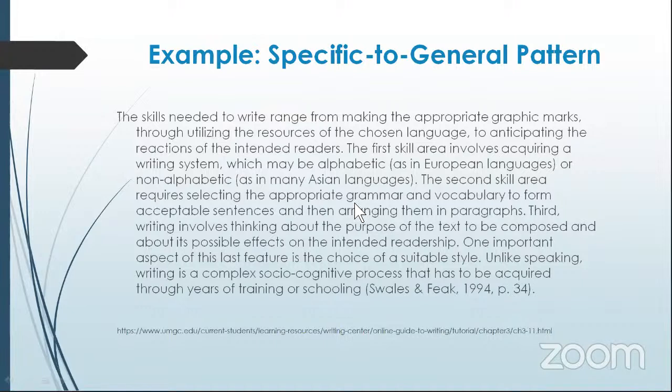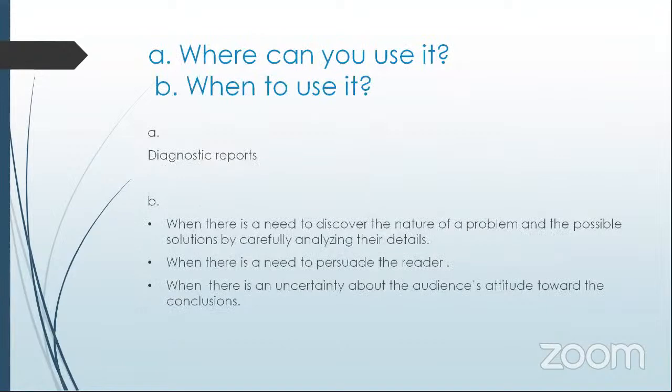Now, mostly in diagnostic reports, the ones that give you details, what examples can I give? If you're studying the spread of a viral disease somewhere, then you list out all the symptoms. There was a fever, a running nose, and nausea. You mention all these things and from that you conclude that it could possibly be this fever.